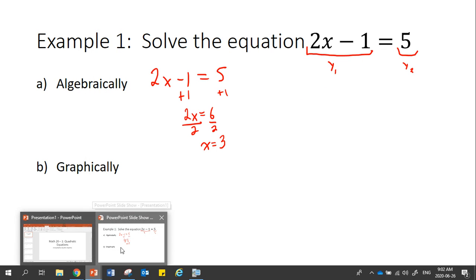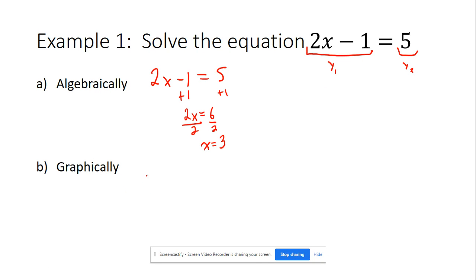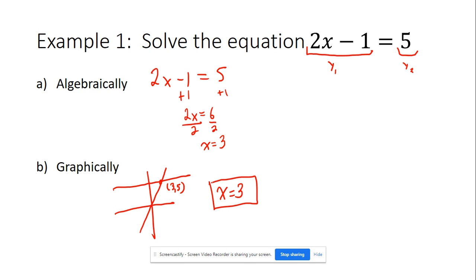Okay, so I'm just going to quickly do a little sketch of this over here. 2x minus 1 looked like this. y equals 5 looked like this. This intersection point was (3, 5). And then x equals 3 is the solution. So we want the x value of the intersection point, and that's going to be the solution to an equation graphically.